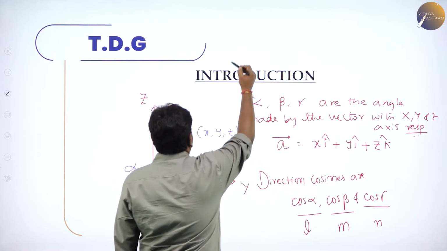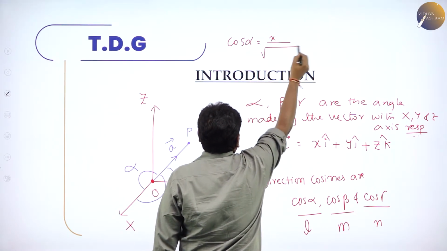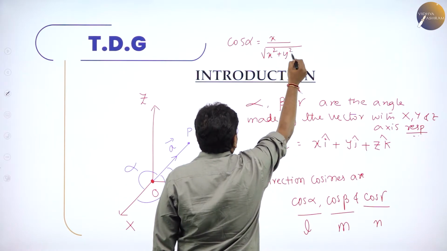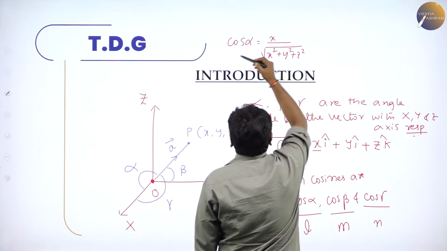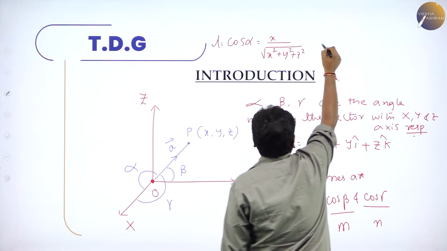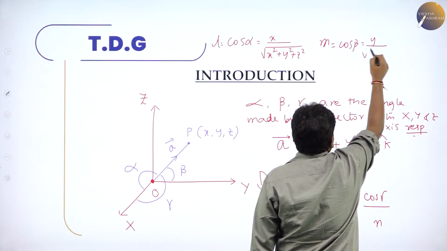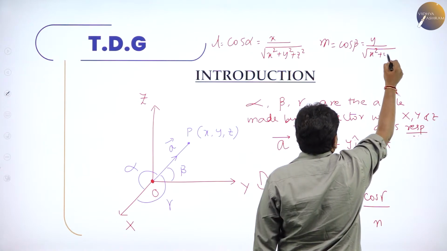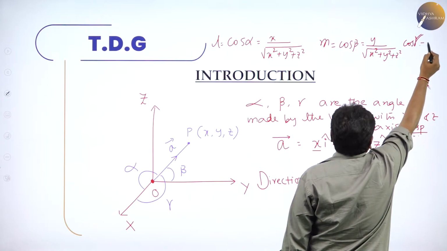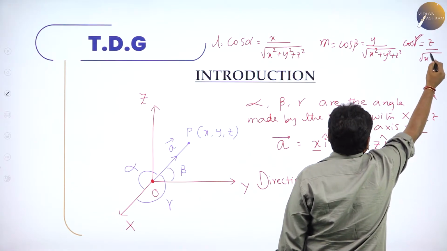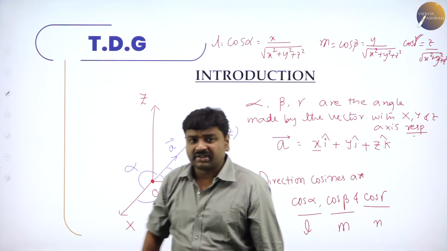So dear students, cos alpha is x by magnitude, root of x square plus y square plus z square, and we can also call cos alpha as l. m, or we say cos beta. Cos beta is y by magnitude of the vector, and cos gamma is z by magnitude. You know how to find magnitude. So these are the direction cosines.